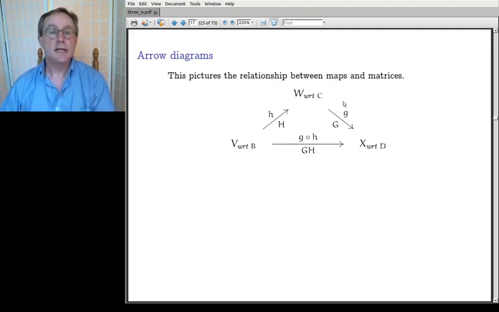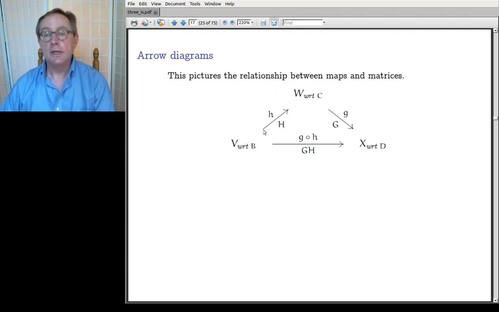Okay, so here's an example of that, a mental framework. So this is a picture of what the previous slide says. The previous slide says if you look at the map composition, H first and then G right here, you can get map composition in one of two ways.